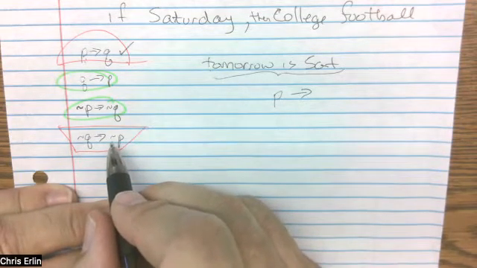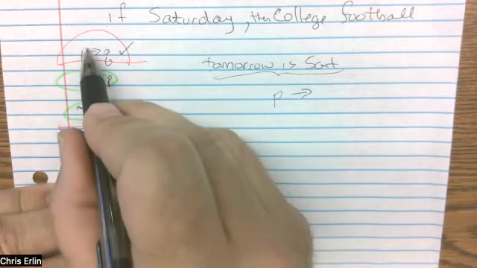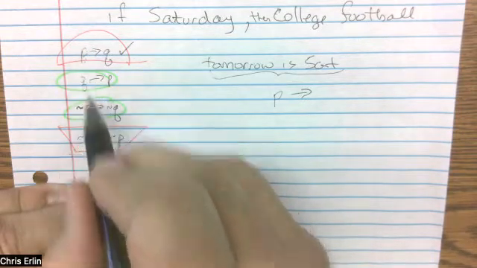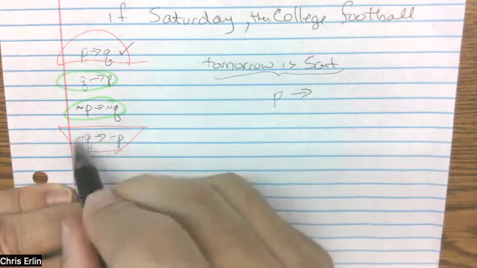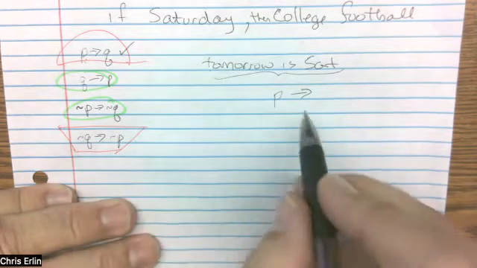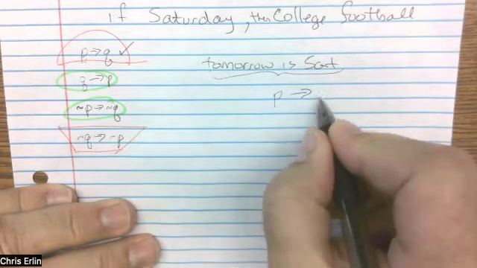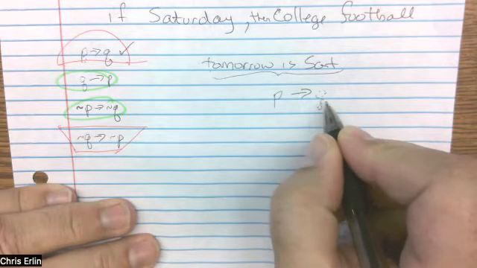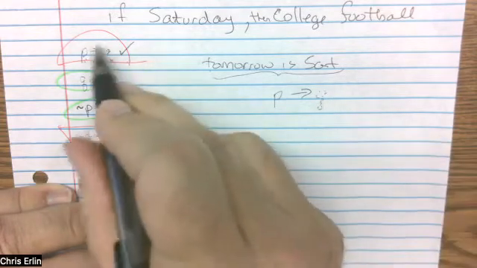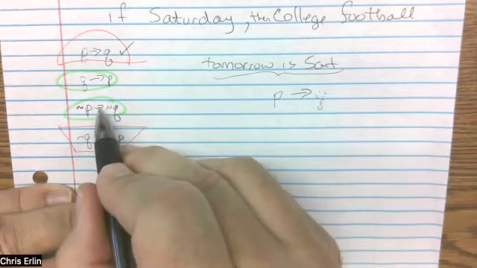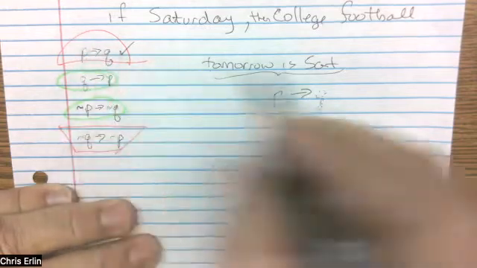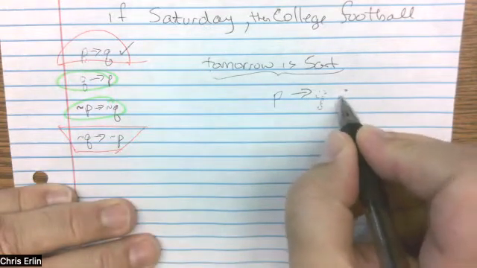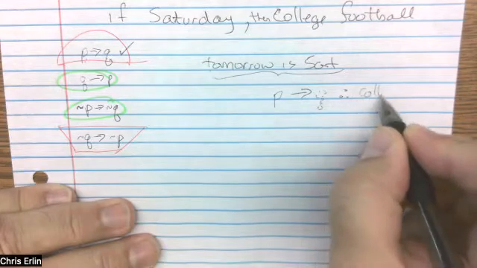This is the only one that begins with P. This one begins with Q. This one begins with not P. This one begins with not Q. If it begins with P, what we want to say is Q follows. But before we make that conclusion, we've got to decide, is it reliable or is it mystery meat? It is reliable. So we can conclude, therefore, college football.